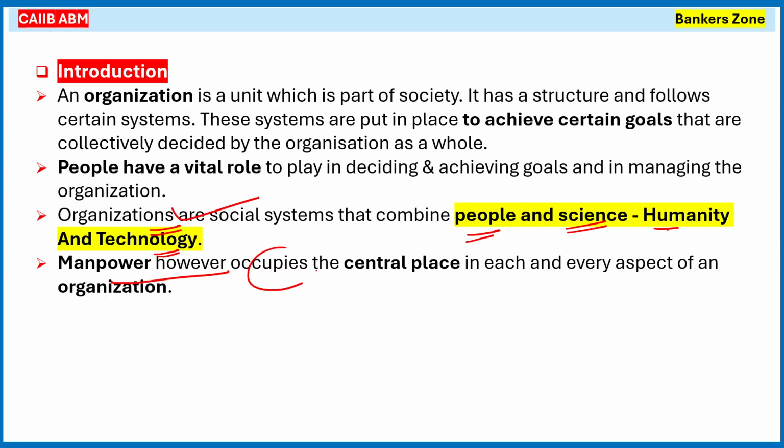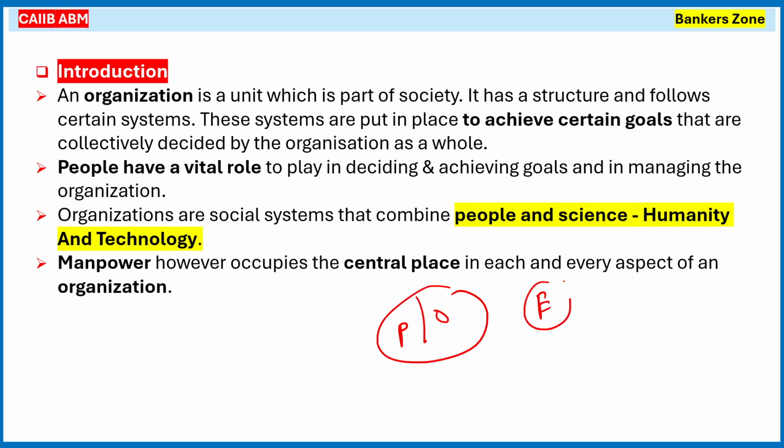Manpower, however, occupies the central place in each and every aspect of the organization. It is very, very important. You cannot separate the people and the organization. You cannot separate the employees and the organization, because employee and organization both are an integral part. So manpower, the employee, is at a central place in each and every aspect of the organization.